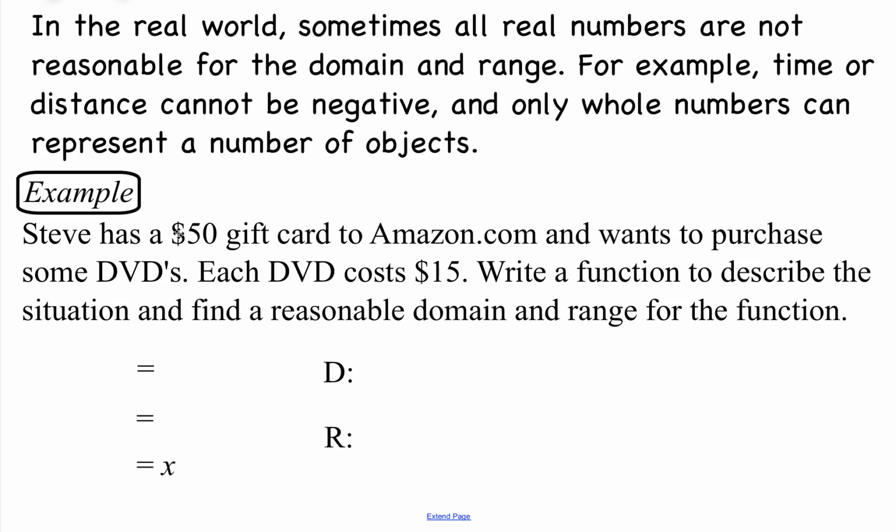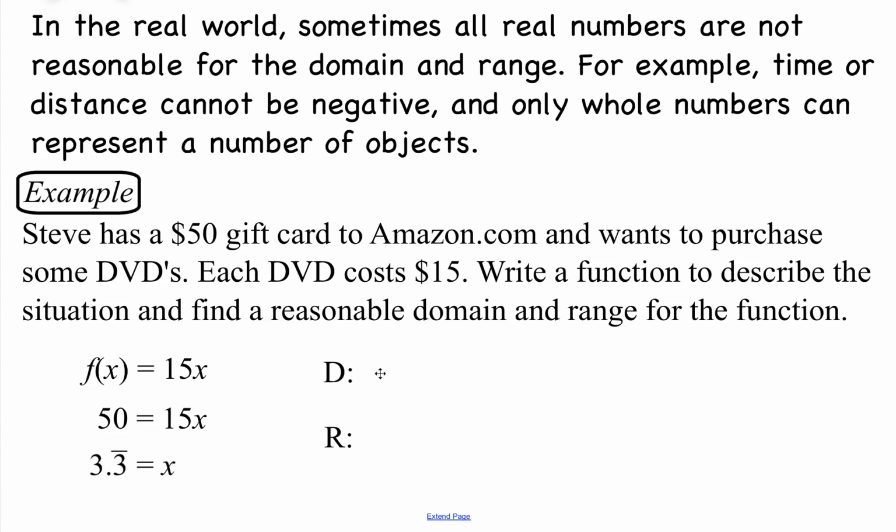Well, he's got $50 and each DVD is $15. So we would say f of x is equal to 15 times x, where x is the number of DVDs, right? Well, the output, the most he can spend is $50, right? So we have 50 is equal to 15x. And so solving for x, we would divide both sides by 15, and we get 3.3 repeating, 3 1/3. Well, we can't buy part of a DVD, so the most number of DVDs he could buy would be 3.